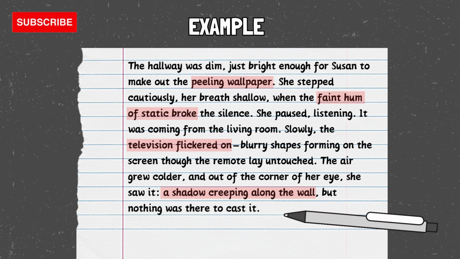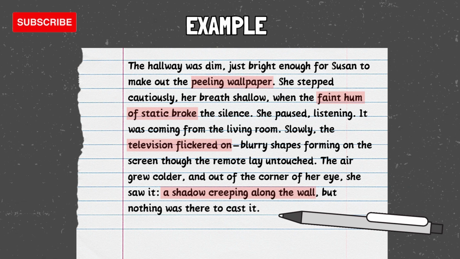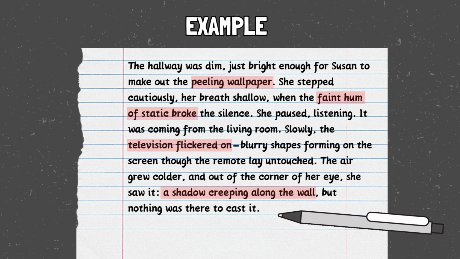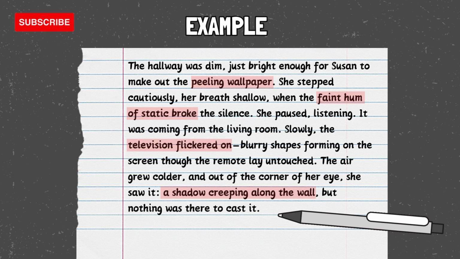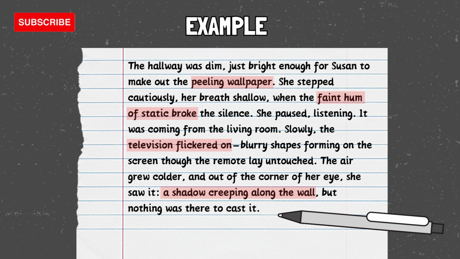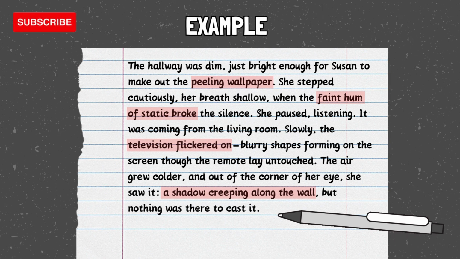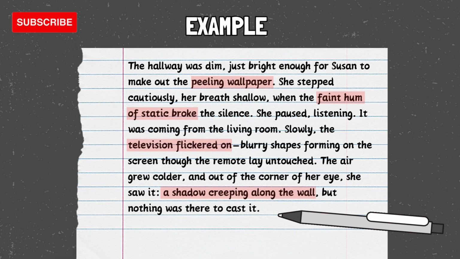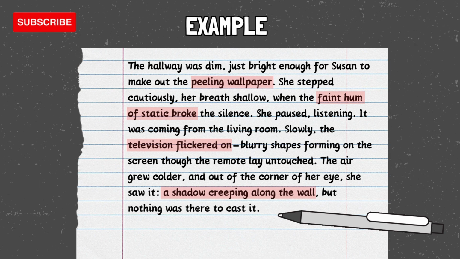Take a look at this example. In this scene, the unsettling details are introduced one by one. First, the peeling wallpaper, then the eerie static sound, followed by the television flickering on by itself, and finally, the shadow moving without a source. This gradual layering of small, eerie details builds suspense, leaving the reader feeling on edge, unsure of what's to come.